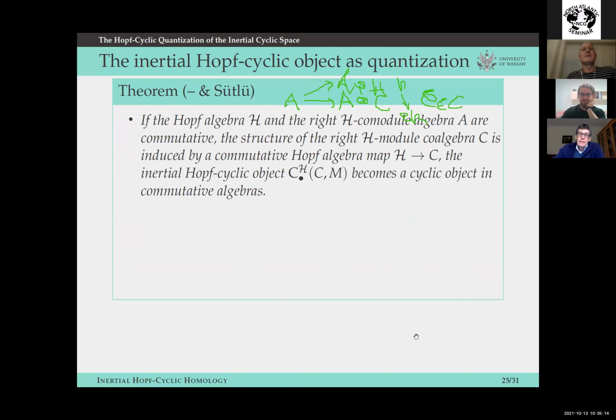Okay, can you go further? Yeah. Please erase your writing. So we have the following theorem. It turns out again, as it was in the case of SAYD coefficients, that this inertial Hopf-cyclic object, under all these assumptions above, in the commutative case, coming from classical algebraic geometry, also becomes a cyclic object in commutative algebras. So you can apply the construction of the spectrum and try to see what is this construction.